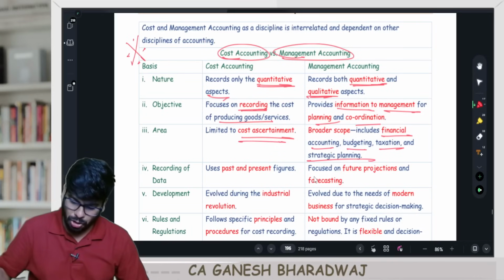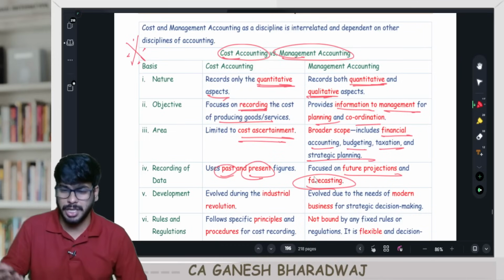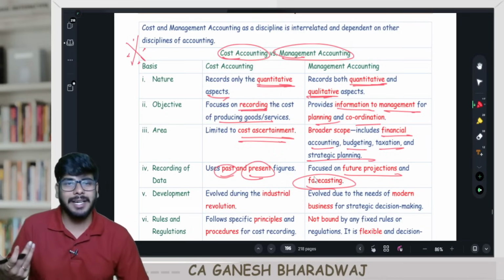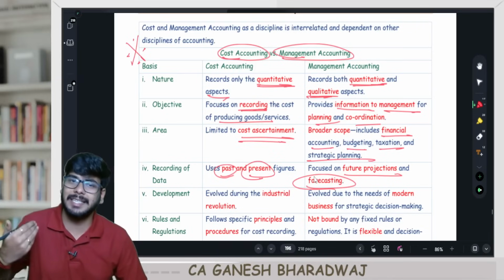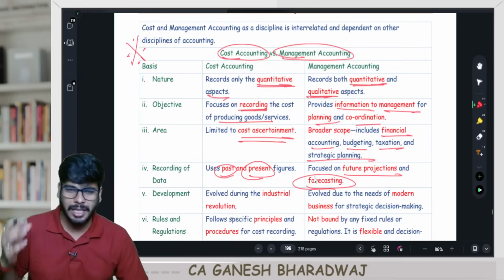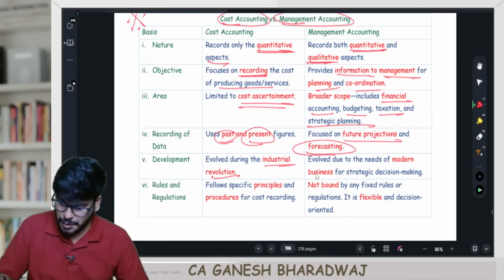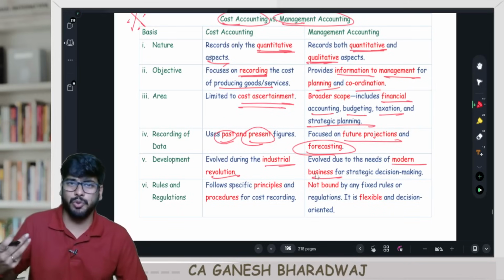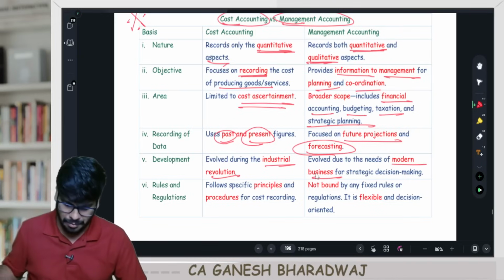So recording of data: cost accounting uses past and present figures, whereas management accounting might use even future projections and forecasting. Example, in budgeting, we use future data, guys, correct? Whereas in cost accounting, it records your past data as well as your present data. Basically, what we use here is the data that you have already incurred, or historical data. And of course, cost accounting evolved during the industrial revolution. Management accounting evolved due to the needs of modern business for strategic decision making. Basically, this is more to do with the history of how costing evolved. Costing came long back during the industrial revolution, whereas management accounting came relatively recently.